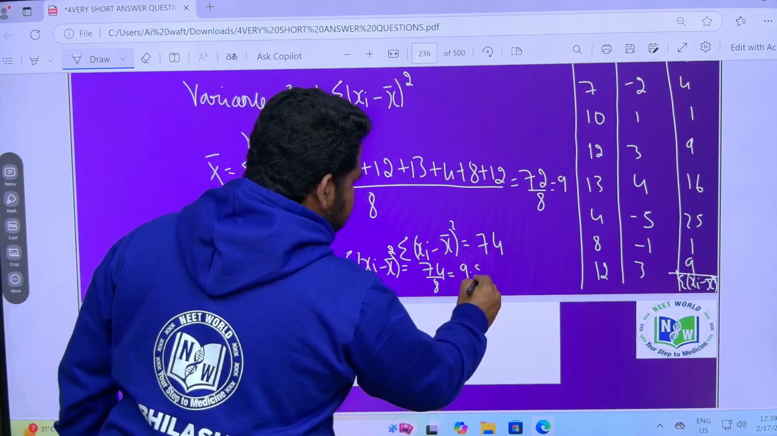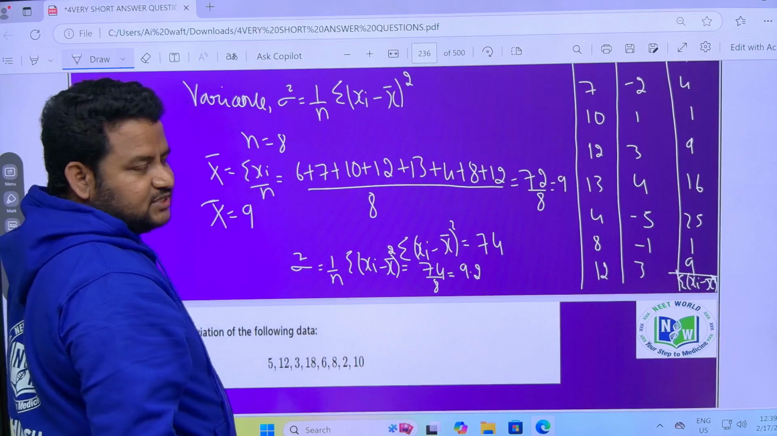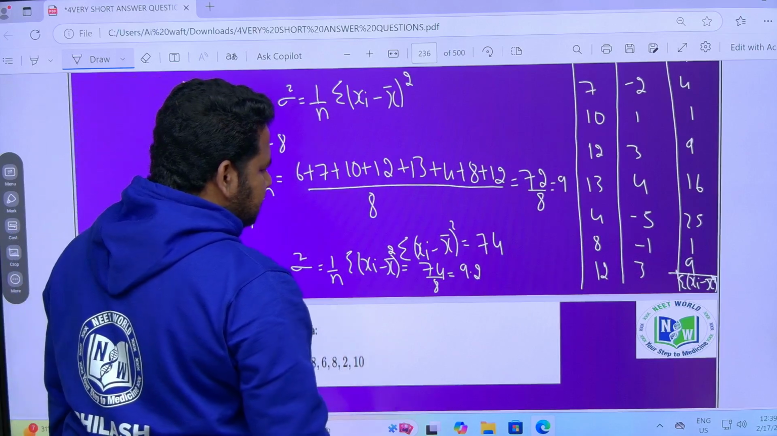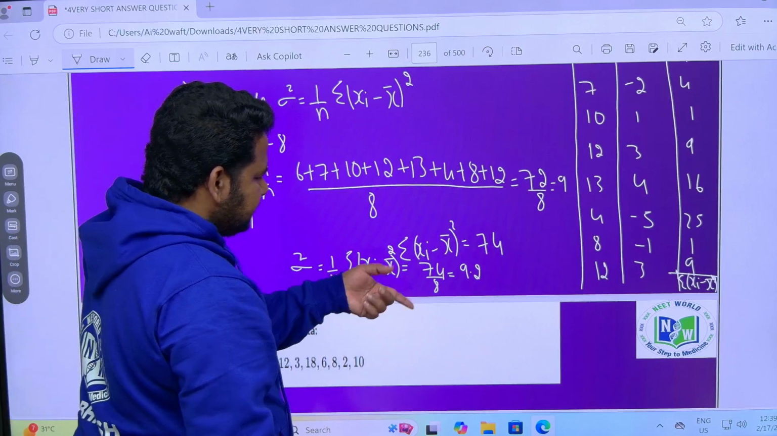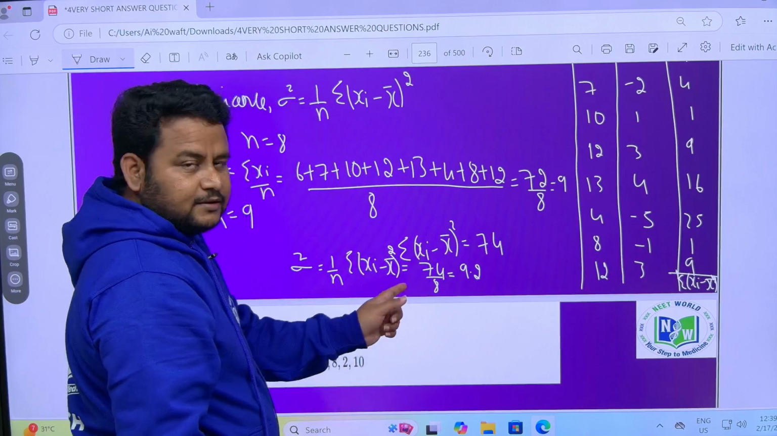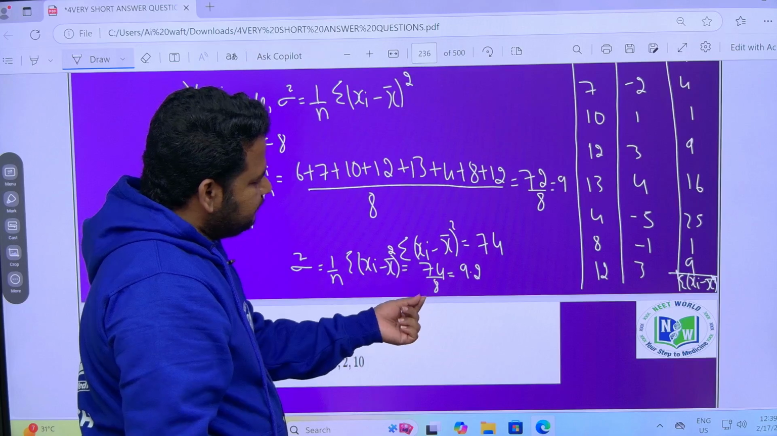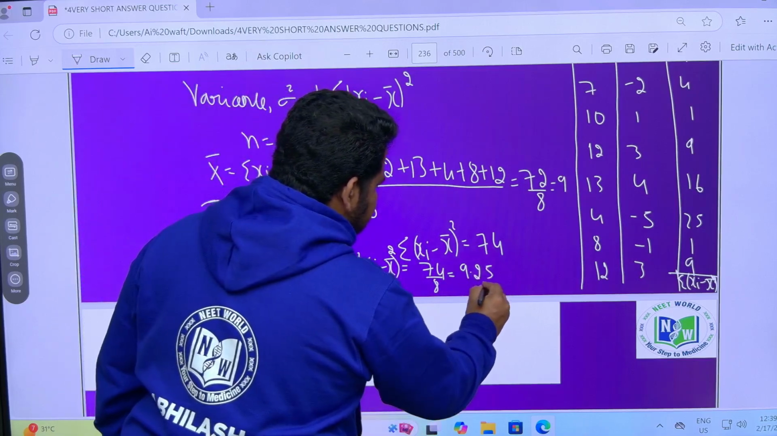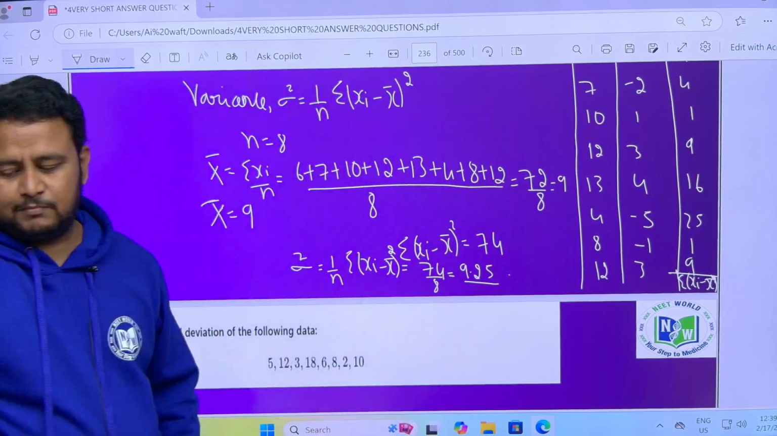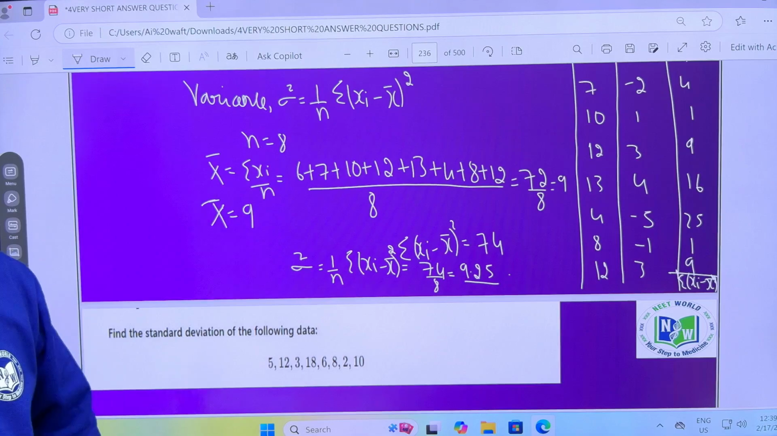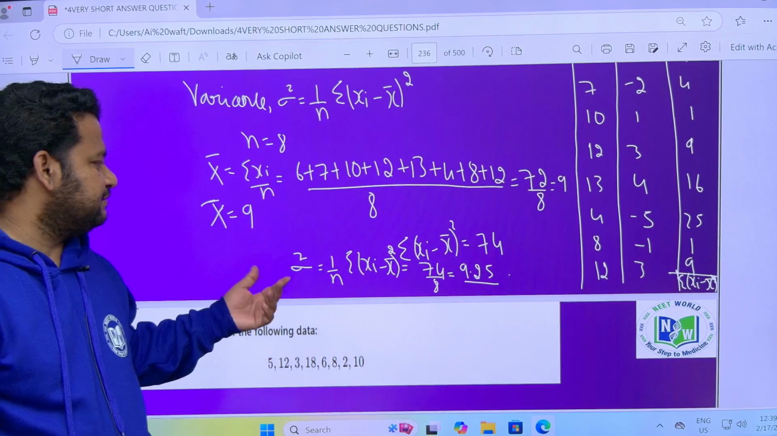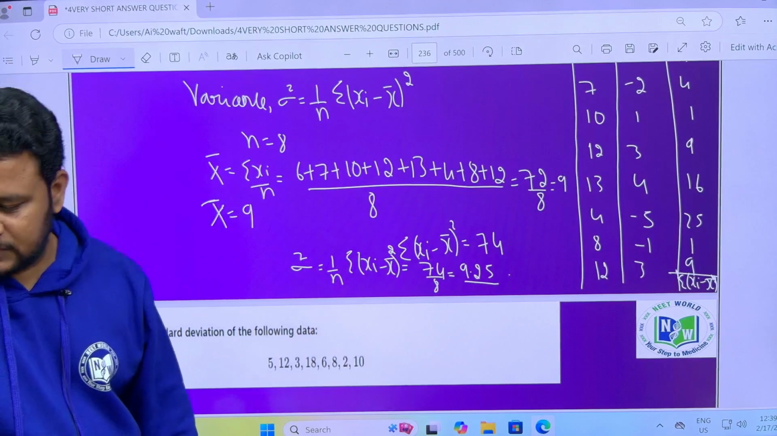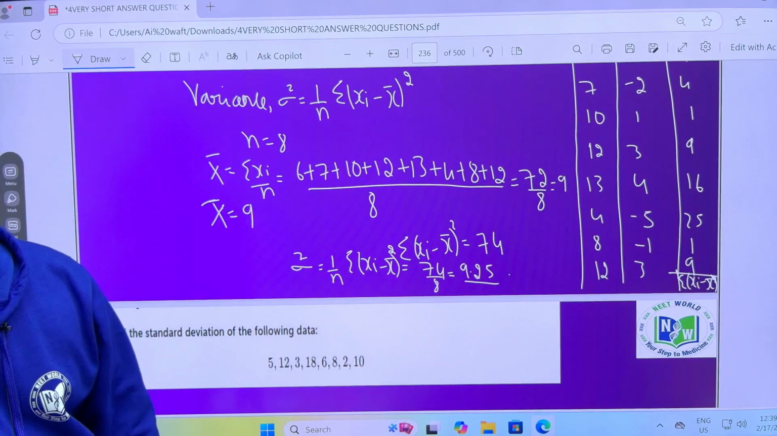8 2s are 16. 16 means 9.25. 8 5s are 40. This is the answer. 9.25 is the answer to this question. That is the variance. If they ask for standard deviation, take the square root of this. That's all. Next, they are asking to find the variance of the following.